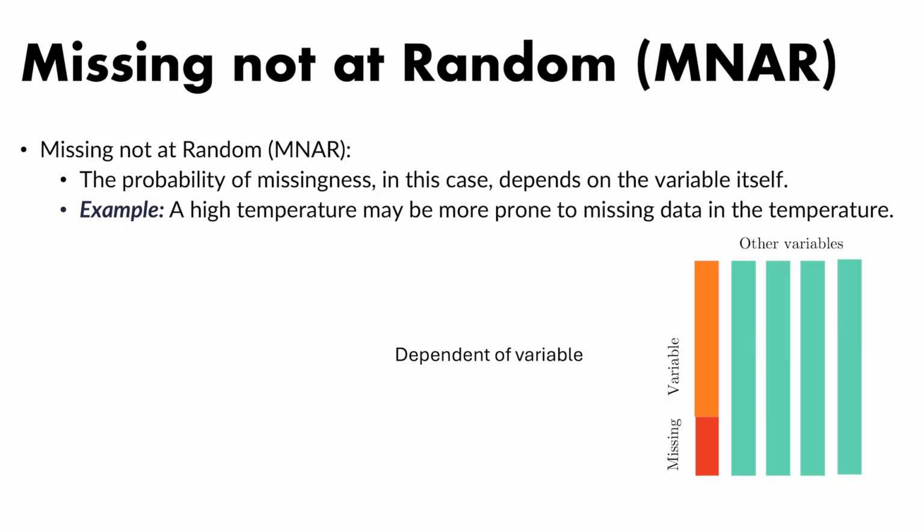And finally, we have the third type of missing data, which is missing not at random. The data is missing not at random when the missingness is related to the missing data, to the data itself, even after accounting for other observed data. Let me try to explain this with an example. A temperature sensor may be more prone to missing data when the temperature itself is higher. So the missing data has a relationship with itself, with the feature itself.